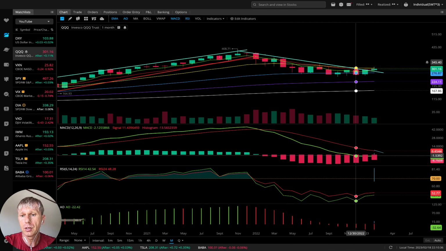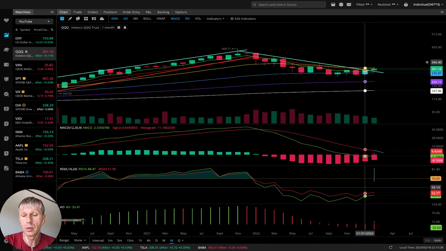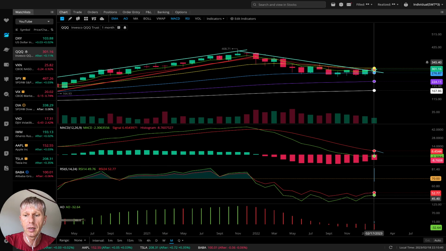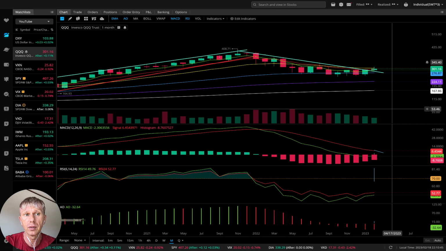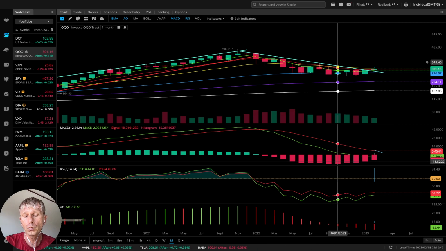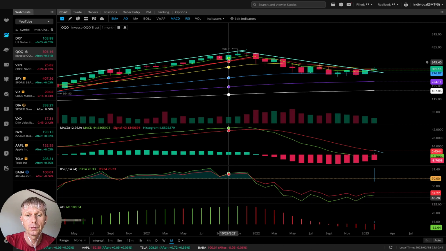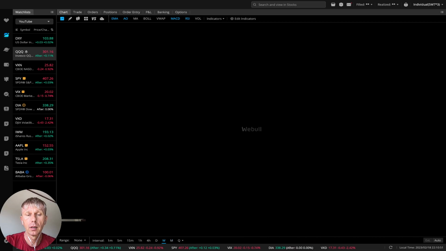MACD is still bearish, no bullish crossover, RSI bearish, awesome oscillator bearish. All indicators are still bearish on the monthly time frame for QQQ. Still bearish. Let's move to weekly.